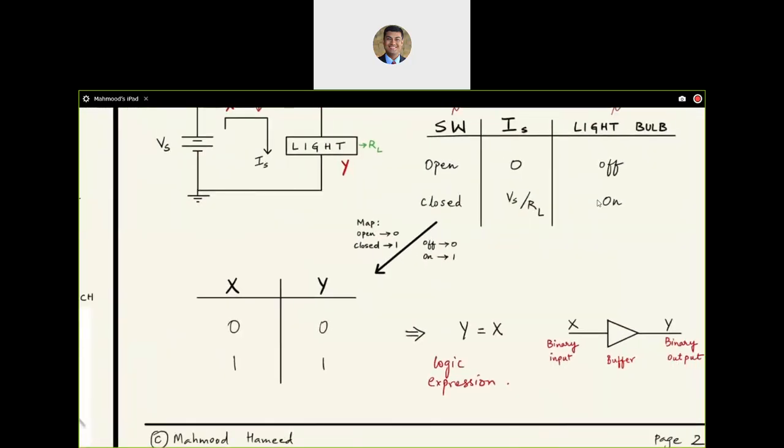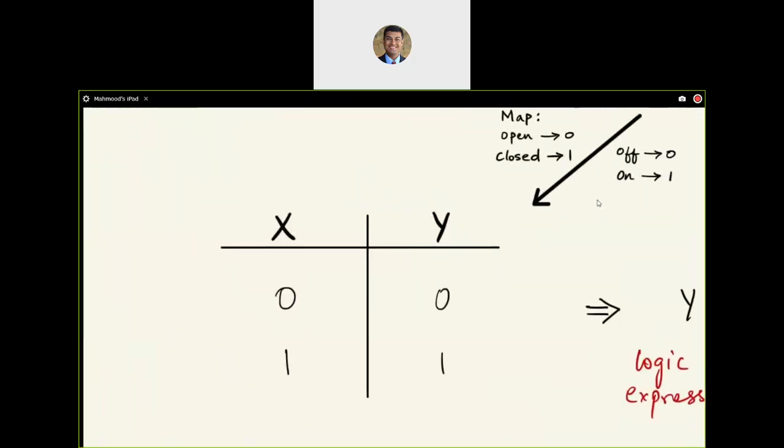And if I do that mapping, I come up with a table, and this is called a truth table. Binary inputs X and Y. X is the state of the switch, Y is the state of the light bulb. On the input side, I have 0 and 1, and as you can see, Y is 0 and 1, corresponding to off and on when the switch was open and closed. And if I compare all the entries, Y equals X for all the combinations of X.